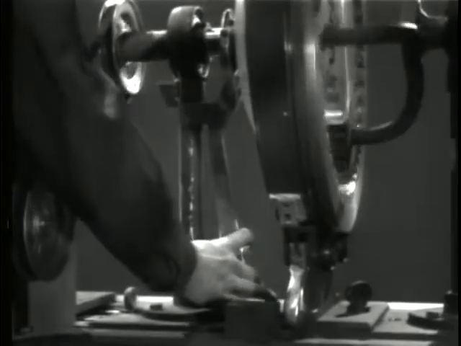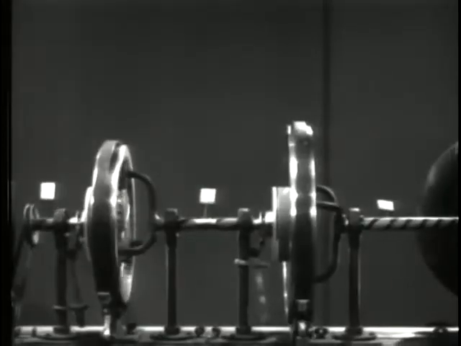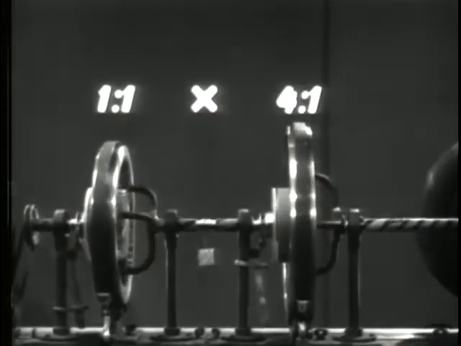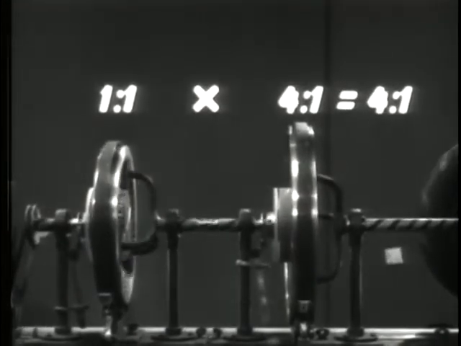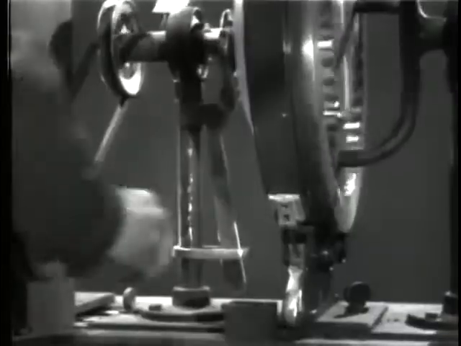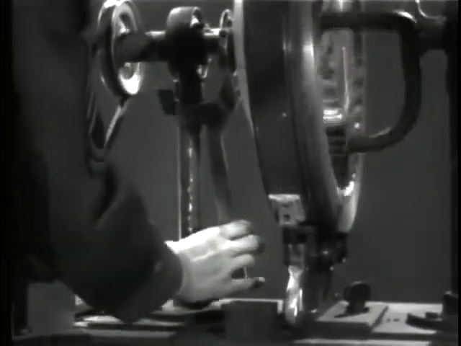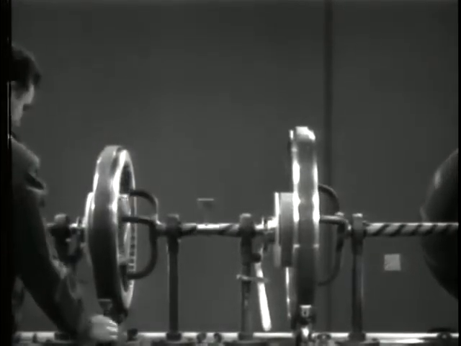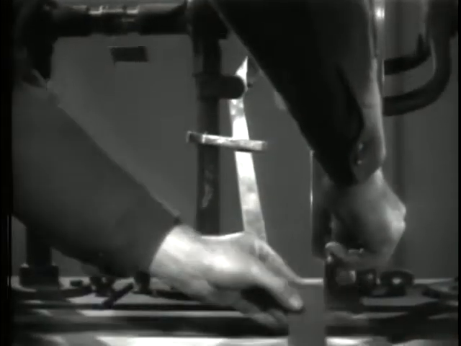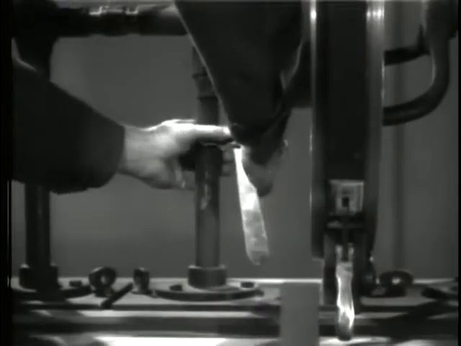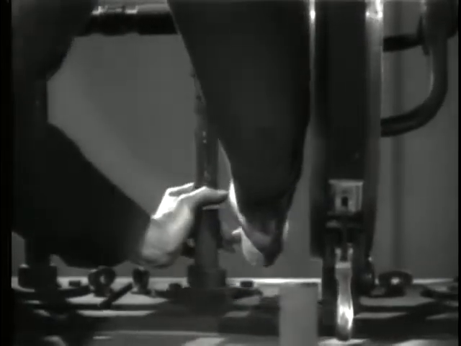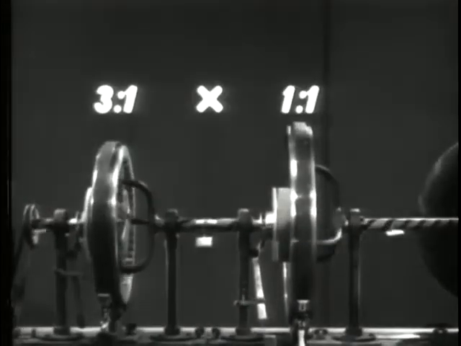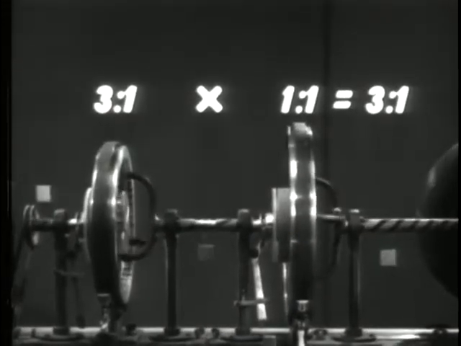Now, by putting the small gear set in direct drive and keeping the large one in reduction, we get a total reduction of 4 to 1. This is second speed. By putting the small set in reduction and the large one in direct drive, we get a 3 to 1 reduction, or third speed.